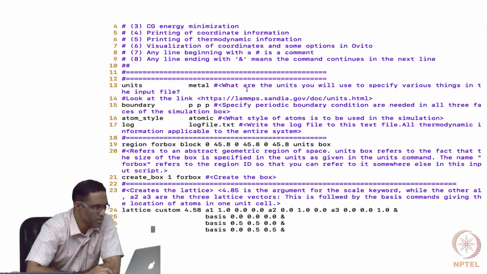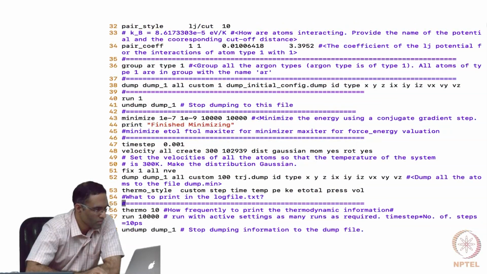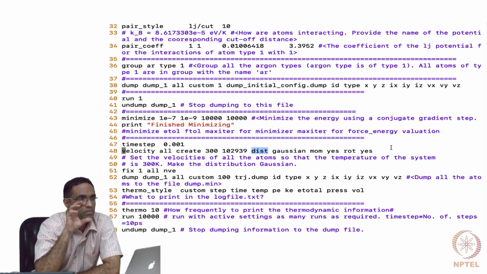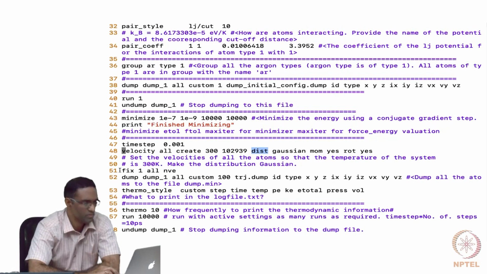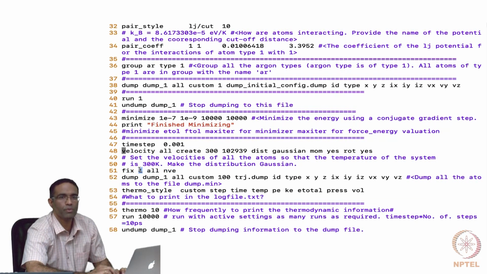It is pretty much the same until here, where I say velocity all create 300 Kelvin. This is a random seed. I want a Gaussian distribution and I want to cancel out any rigid body translation and rigid body rotation. Then I say fix 1 all NVE, where fix 1 is the ID of the fix which we want to refer to later on in the script.